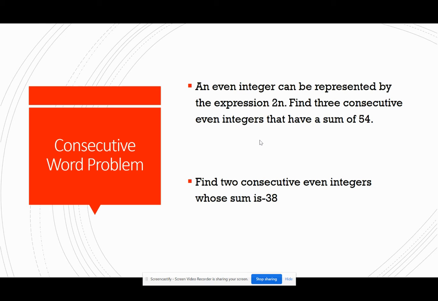So let's see how this applies to problems. So I told you that an even integer starts off with 2n. I won't be putting that on a quiz or test, so make sure you have that memorized. So we want to find 3 consecutive even integers. Without even reading the rest, we see 3 consecutive even integers. So I'm going to write up here, we know that 3 consecutive even integers starts with 2n. The next is 2n plus 2. The next is 2n plus 4. So now it says those 3 have a sum of 54. We know sum is addition, so we do 2n plus 2n plus 2 plus 2n plus 4, and we set it equal to 54.